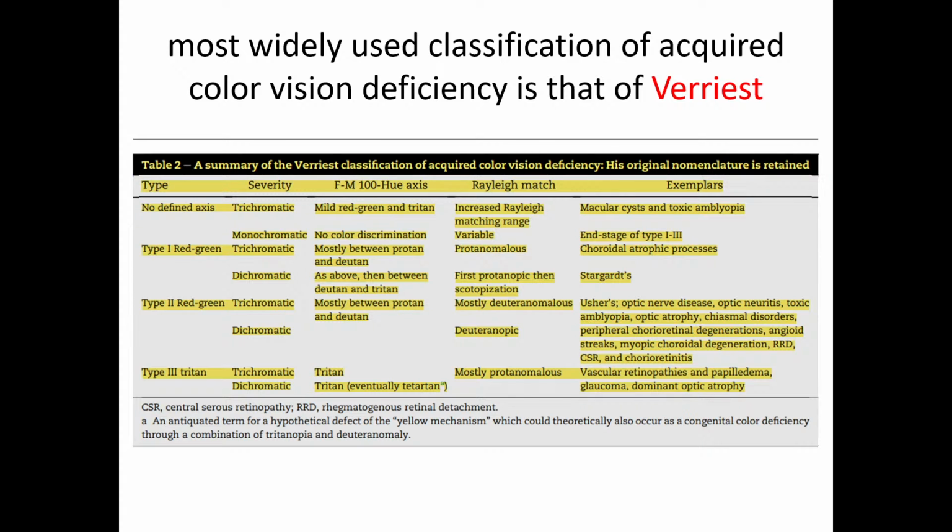Dichromatic red and green deficiency, an example is Stargardt's, and red and green deficiency in patients with optic nerve disease: optic neuritis, toxic amblyopia, chiasmal disease, chorioretinal degenerations, angioid streaks, myopic choroidal degeneration, rhegmatogenous RD, central serous retinopathy, chorioretinitis. All these conditions will have a red-green deficiency. And type 3 blue color deficiency we see in case of vascular retinopathies, diabetes, papilledema, glaucoma, dominant optic atrophy.